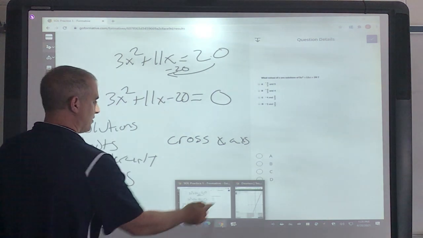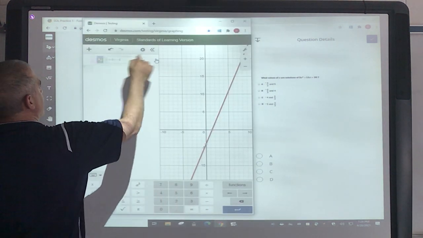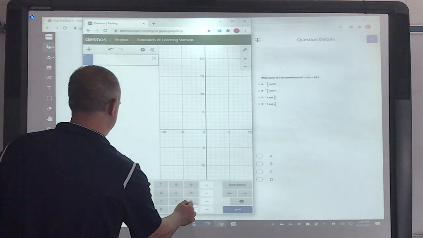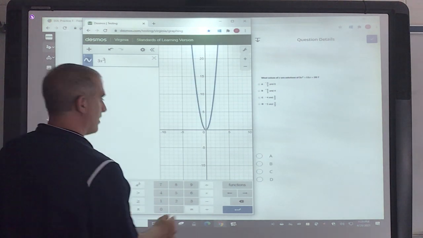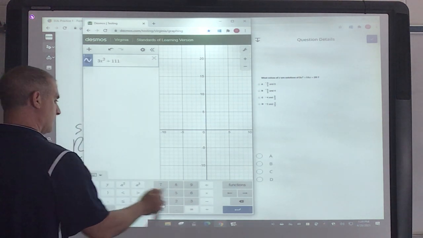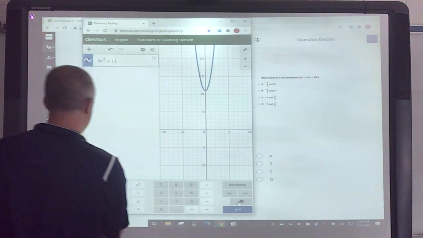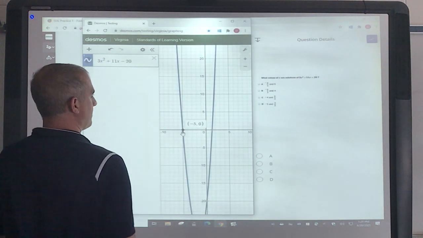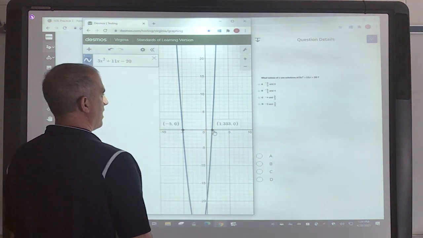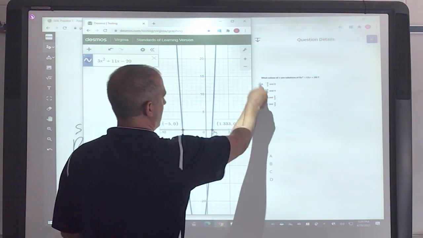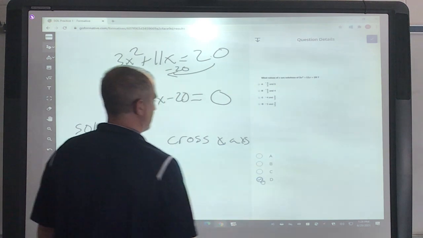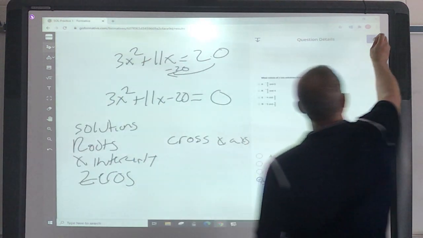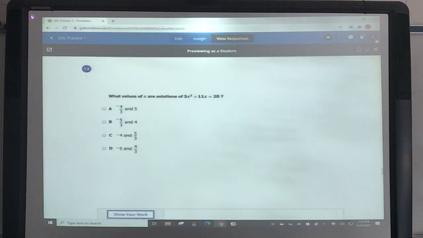Okay, so once again, I'm just going to pull up the Desmos. I'm even going to type it in just like it is. 3x squared plus 11x minus 20. Okay, that's negative 5 and 1.3 repeating. Well, automatically being a good test taker, it has to be D. If you want to check the fraction, you can.